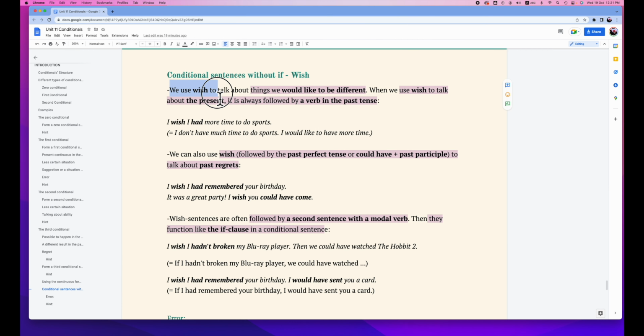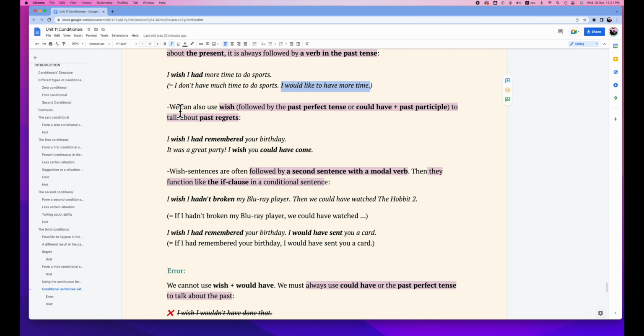We use wish to talk about things we would like to be different in the present. It's always followed by a verb in the past tense in part B. For example, I wish I had more time to do sports. That's equivalent to: I don't have much time to do sports right now. I'd like to have more time.